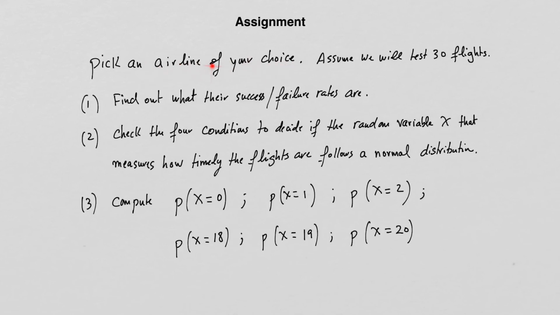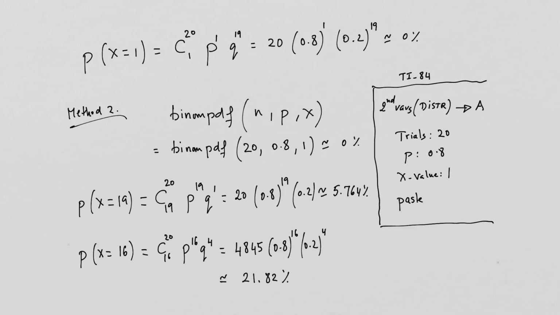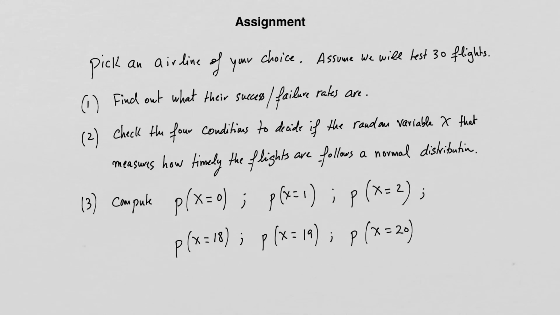Pick any airline of your choice. Remember my 3 parameters. The only thing we need to know after you check the conditions are N, number of trials, P, probability of success, which means if you know P, you know Q, right? If I know 0.8, I already know 0.2. And X, whatever the question I'm going to ask you, whether it is 1 or 19 or 16. So you just need N, P, X, okay?